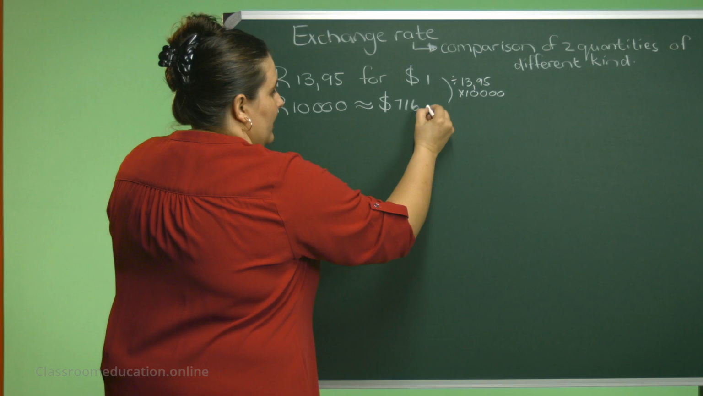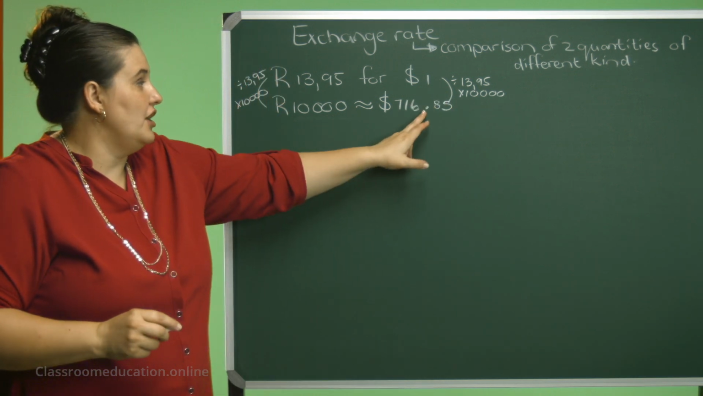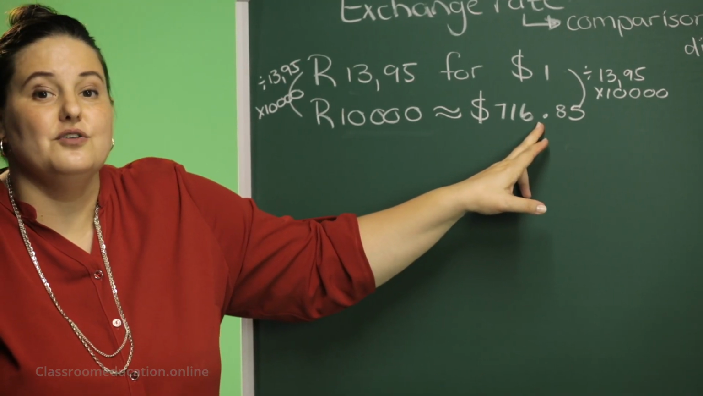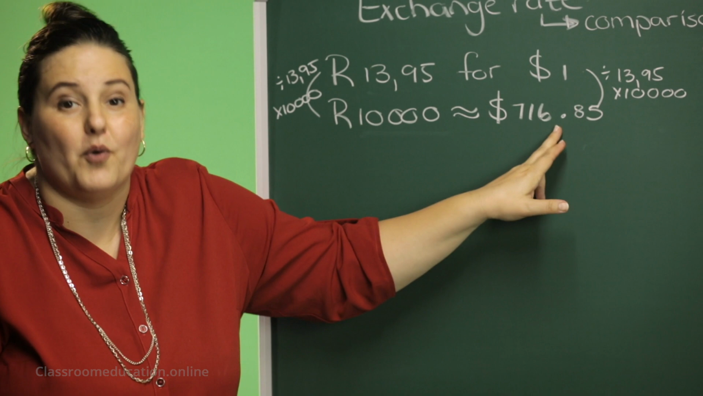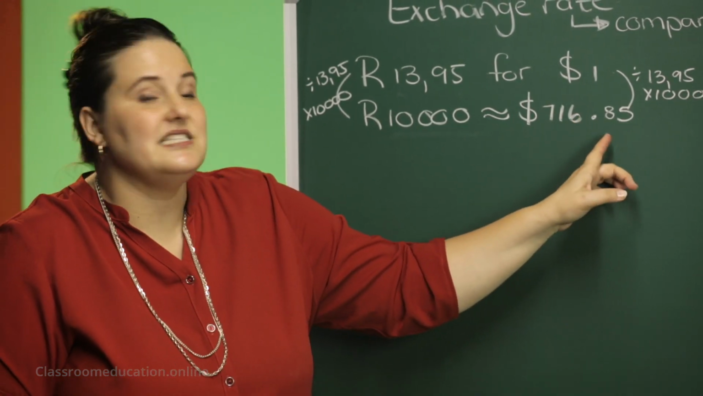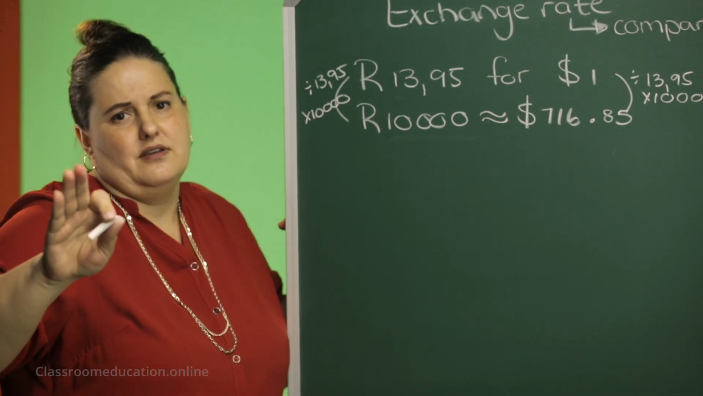that is rounded off $716.85. Now, careful. In the USA, they do not use a comma as a decimal indication. They use this period, the dot, the point. So $716.85.